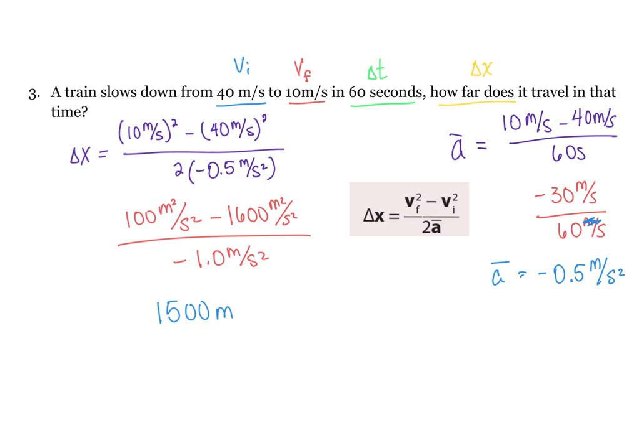Question on that? Can you show me how they... To cancel your units here, on the top, you're going to have negative 1,500 meters squared per second squared over negative 1 meters per second squared. Remember, when it's fraction over fraction, you can cancel denominator to denominator. So both of those will cancel. One of those will cancel. You're left with 1,500 meters.